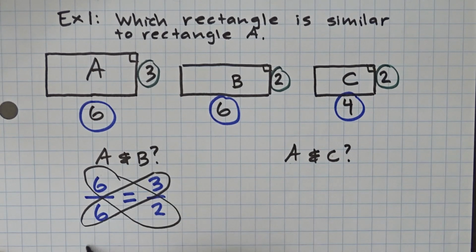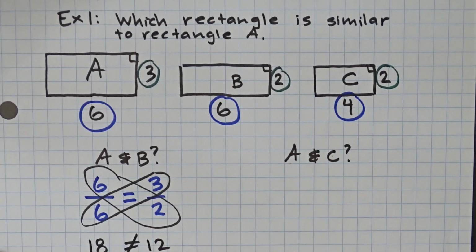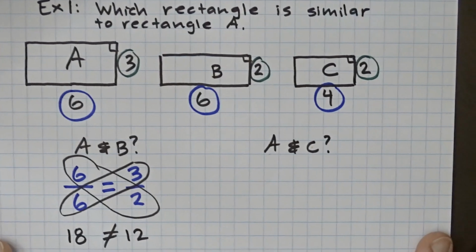6 times 3 makes 18. 6 times 2 makes 12. So clearly they are not proportional. Okay? So let's check the next one.